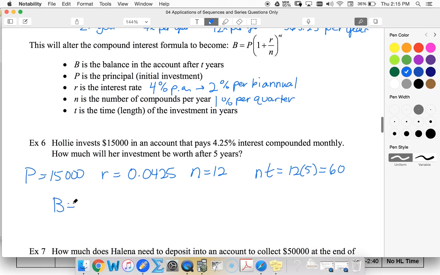So my balance then is going to be 15,000 times 1 plus my interest rate, but that was the annual rate, so I have to divide it by 12 to make it a monthly rate, raised to the 60th. And then I'm going to get some approximate amount of money, and I'll leave that up to you to type in your calculator. You can go look at the worked solutions to see the final value.